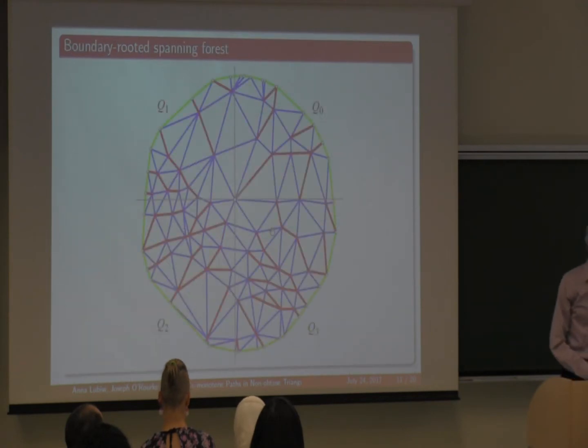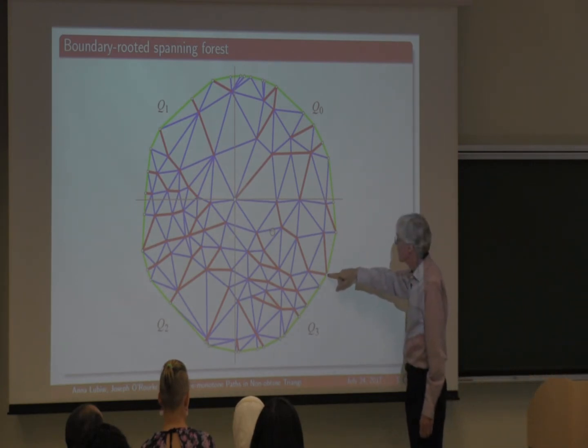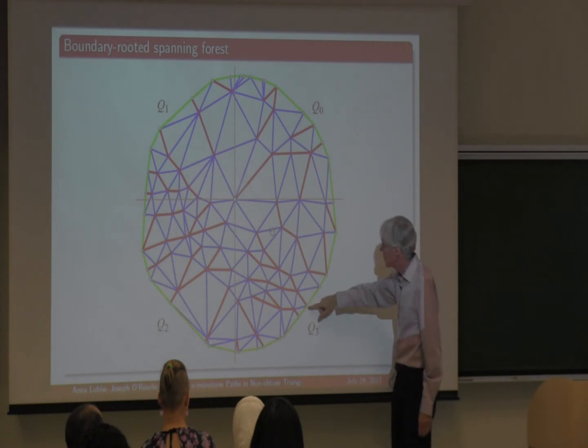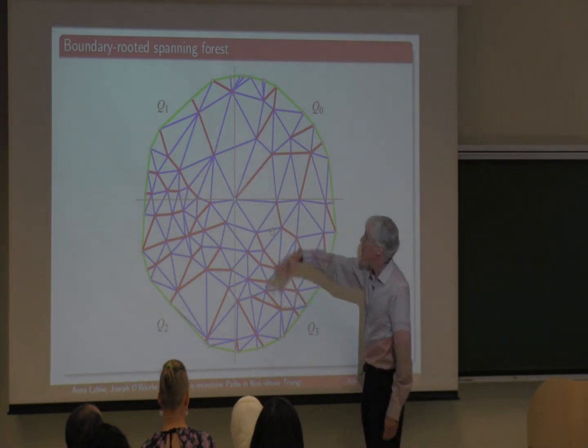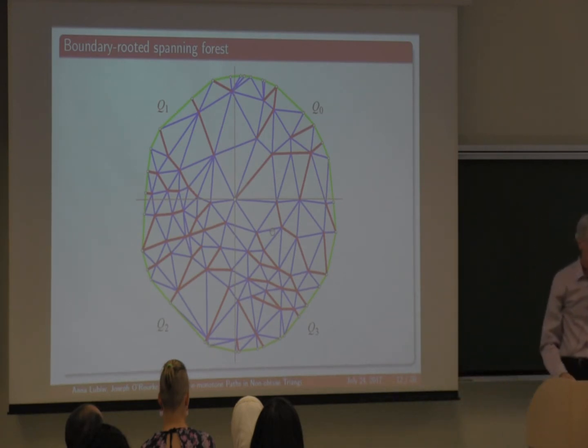The next result moves us towards unfolding of polyhedra in that we were able to show that there always exists a boundary-rooted spanning forest for any non-obtuse triangulation. So this is a non-obtuse triangulation, and now take trees rooted on the boundary and span everything inside. And this turns out to be relatively easy to prove.